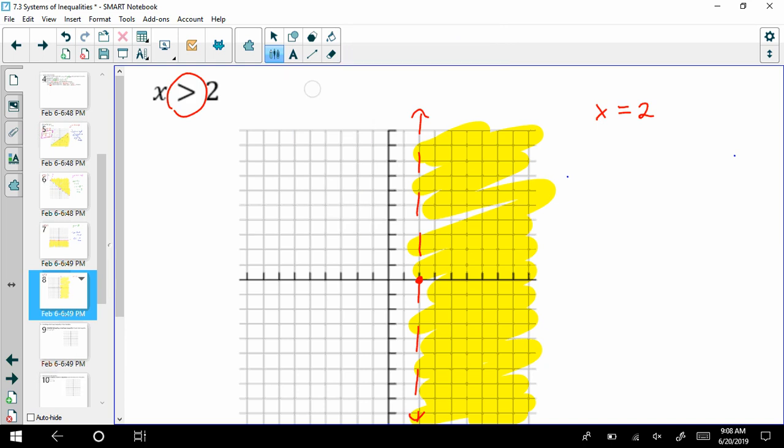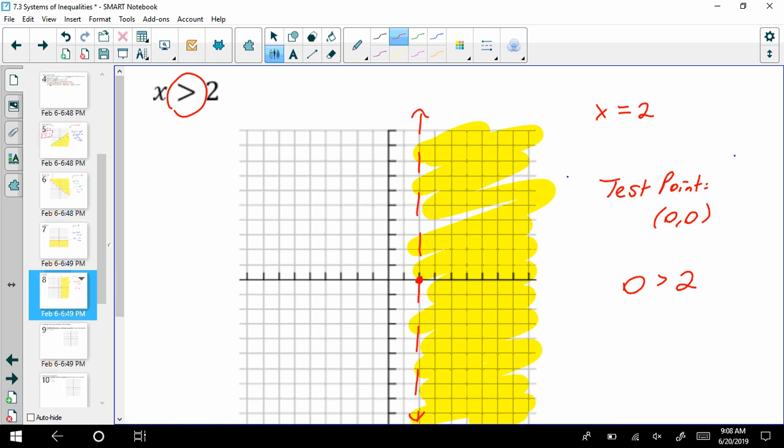If you don't like that way, let's do a test point. So I'm going to pick 0, 0. If I plug 0 in for the x and the y, well, there's only an x. 0 is greater than 2. Does that make sense? No, that's false. So that means 0, 0 better not be in the shaded region.